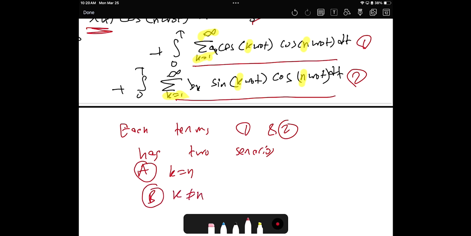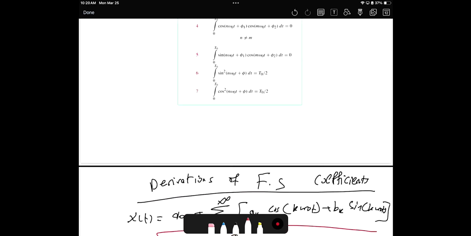When k equals n, in term 1, cosine k omega times cosine n omega will be cosine squared, right? And the other thing is when we have sine k omega times cosine n omega, it will be sine times cosine. So what should I do? How can I evaluate this integral? Let's go back to the table that I showed you earlier.